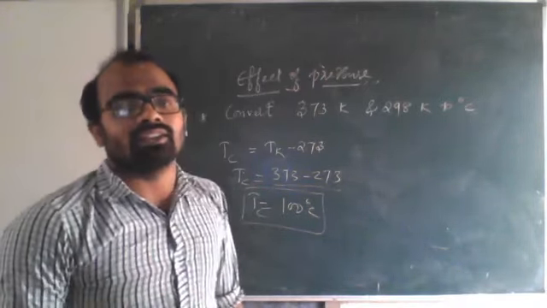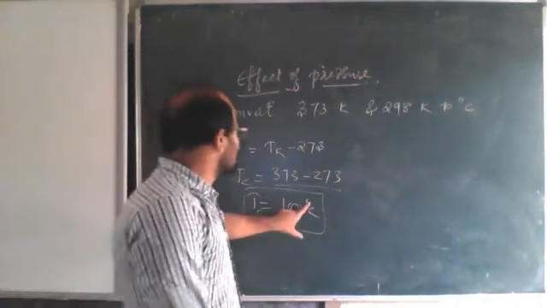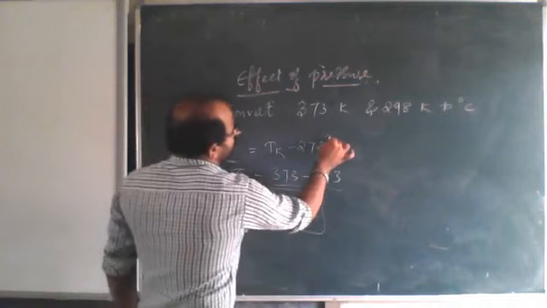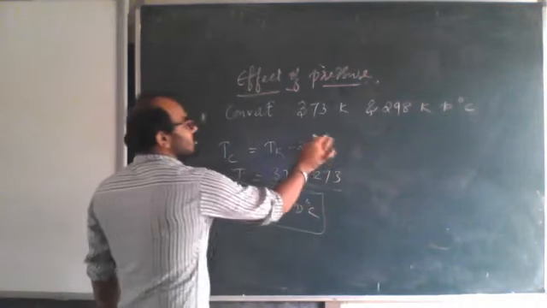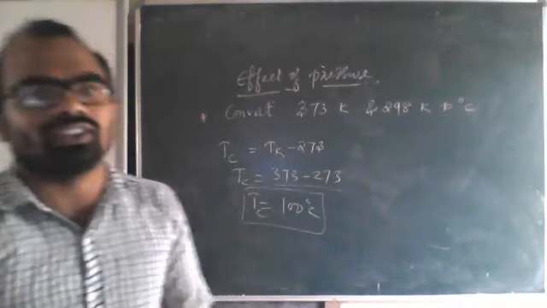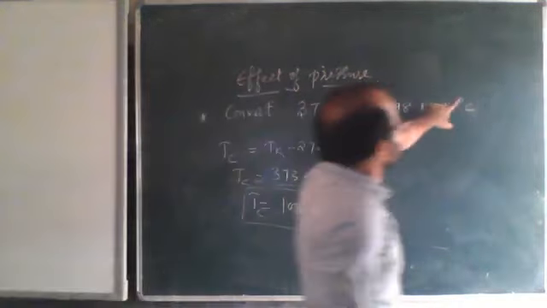While writing degree Celsius, it is compulsory to write degree. For Kelvin, it is not needed. You need not write it, though you can write it normally. But for degree Celsius, you have to write this compulsorily.